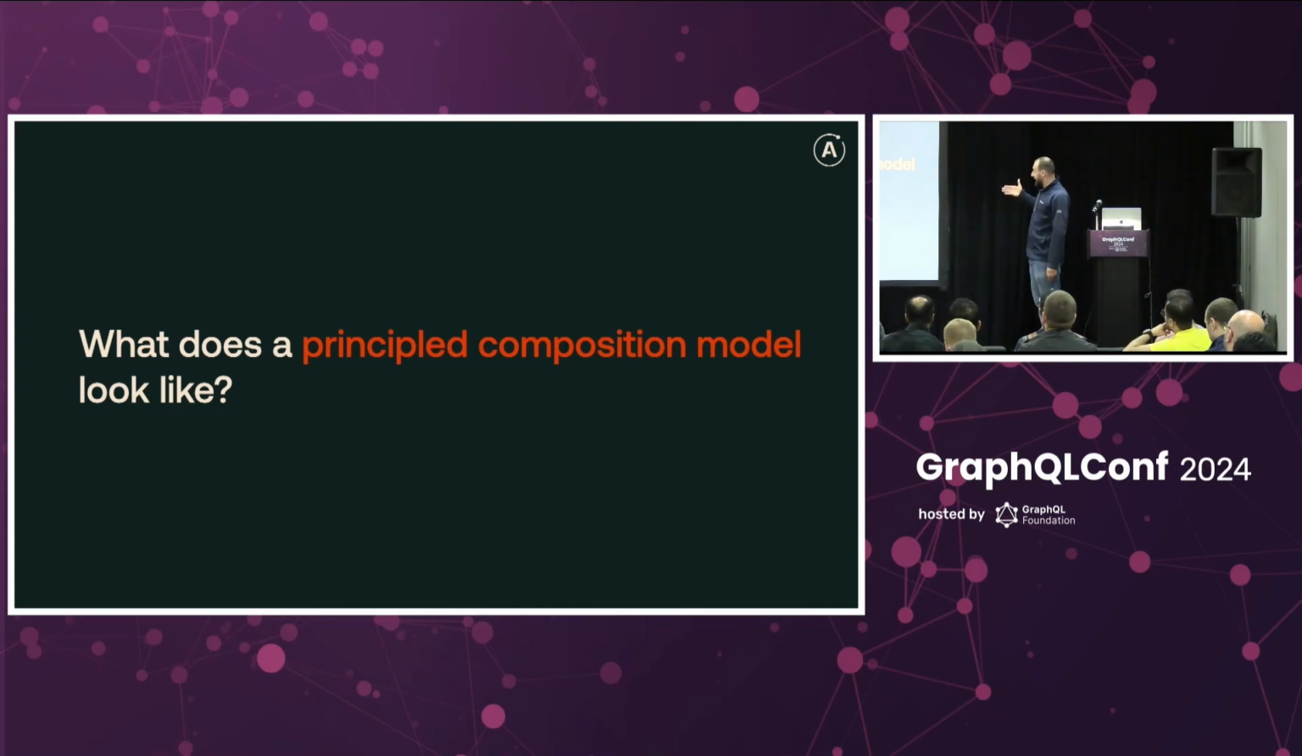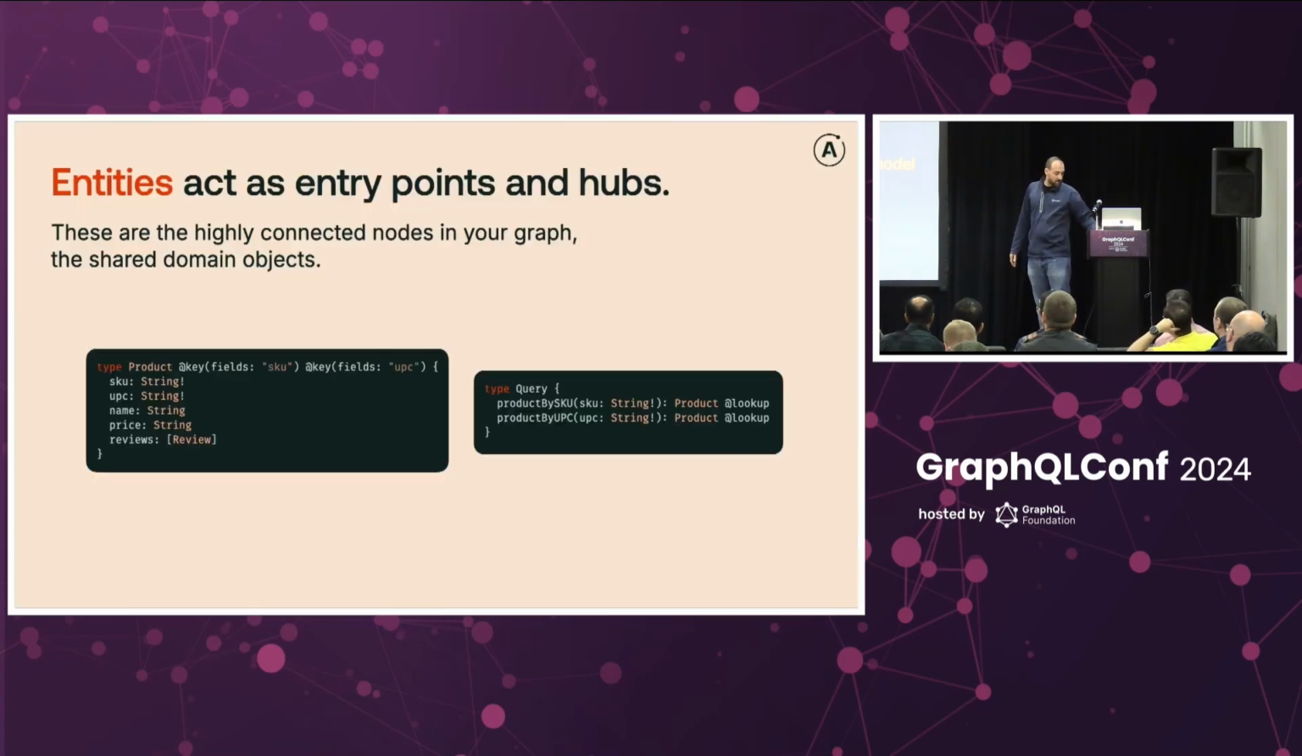But the question you might ask if you're looking for more detail is what would such a principled composition model then look like? And we've already talked about shared types. In Federation, we call those entities. And these entities act as hubs in your graph. They're often central domain objects. They're highly connected. That's where relationships live. So think about types like product or customer or domain-specific objects like flight or order.